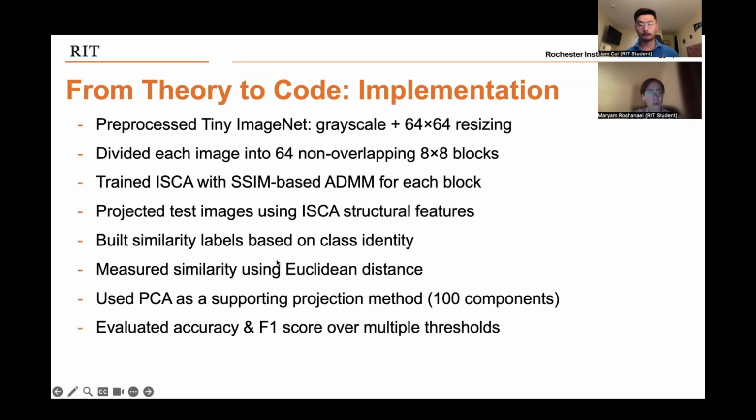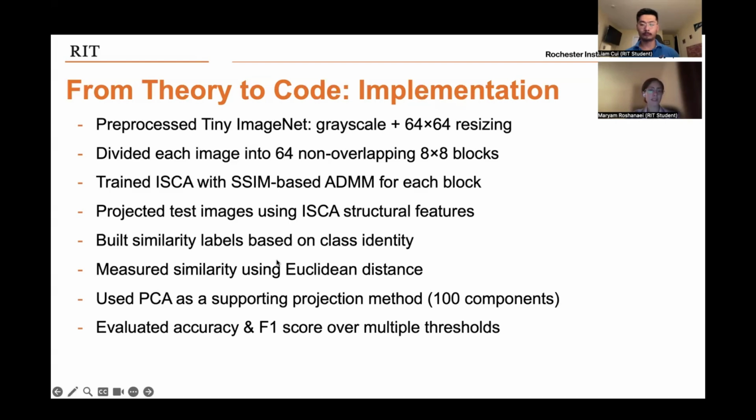Each image was divided into 64 blocks, 8 by 8 pixels. For each block, we trained an orthonormal basis using SSIM-based loss and ADMM optimization. We also implemented PCA on flattened images, but only as a supporting reference, not for comparison of these two methods.